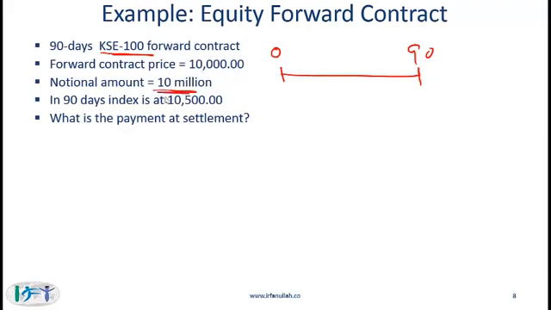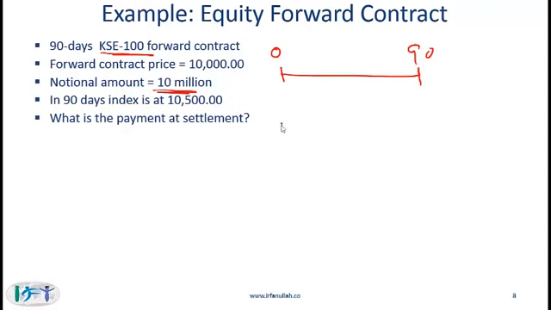We need to always specify a notional amount when the underlying is an index. Let's say that in 90 days, the index has gone up to 10,500. If you take a long position, then you benefit. If you have taken a short position, then you lose out. Now, how do you figure out what payment is made?